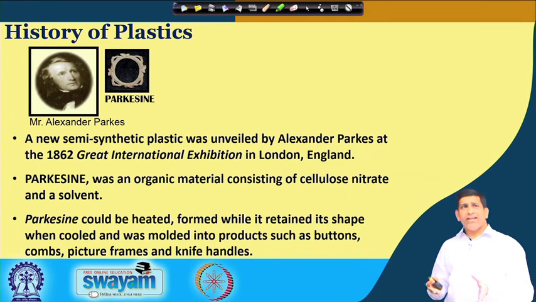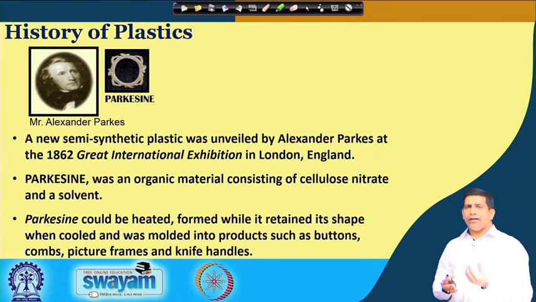So, in terms of history, the first compound similar to a plastic was made in 1862 in London, England, and it was a semi-synthetic plastic. It was made by Alexander Parkes at the 1862 International Exhibition in London. He called it Parkesine, which was an organic material, essentially cellulose nitrate and a solvent. That is what he used.